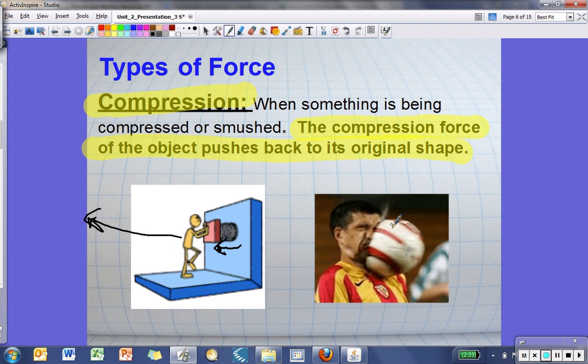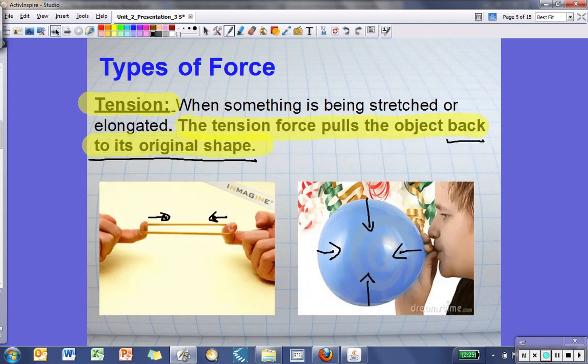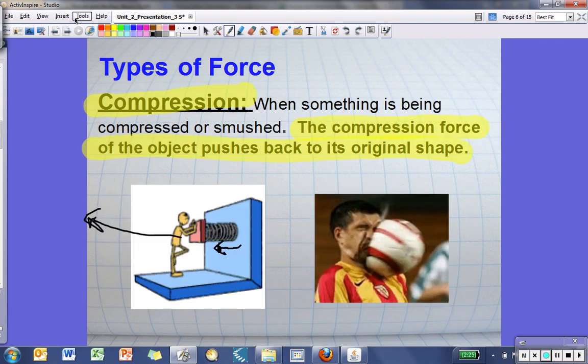Same thing over here. If you look at the guy getting hit with the soccer ball, his face is being compressed. Well, when they get compressed, what do the face and the ball want to do? They want to go back to their original shape. So actually, for compression, it's outwards, all right? With tension, it's inwards, usually, all right? So they kind of go hand in hand a little bit to a certain extent.